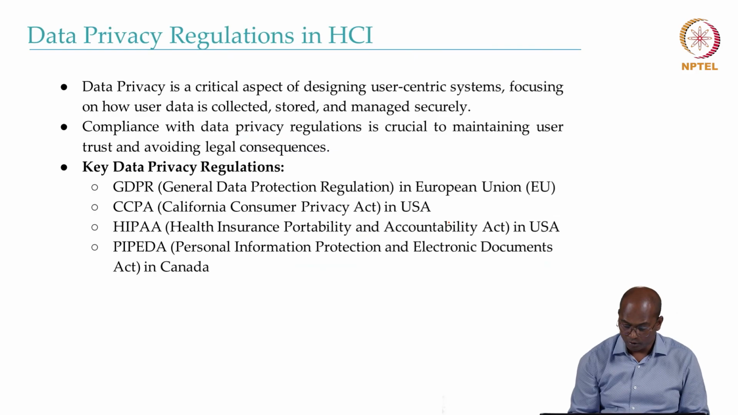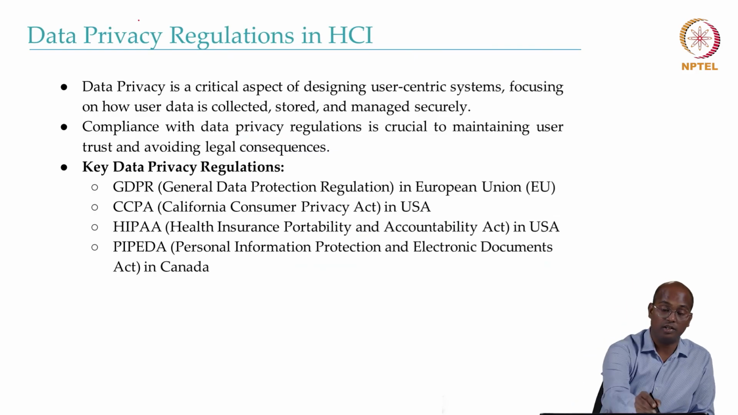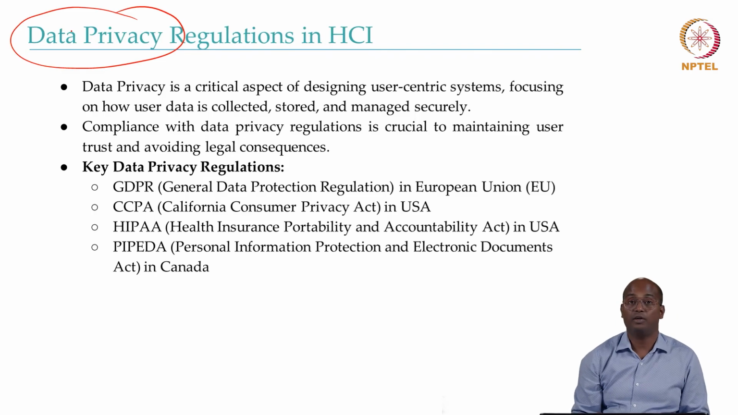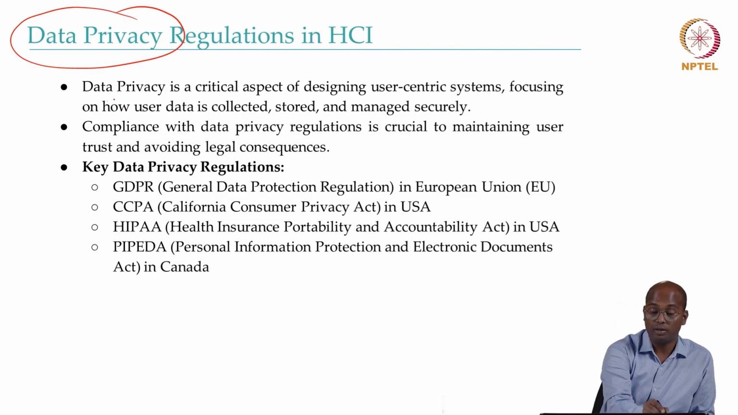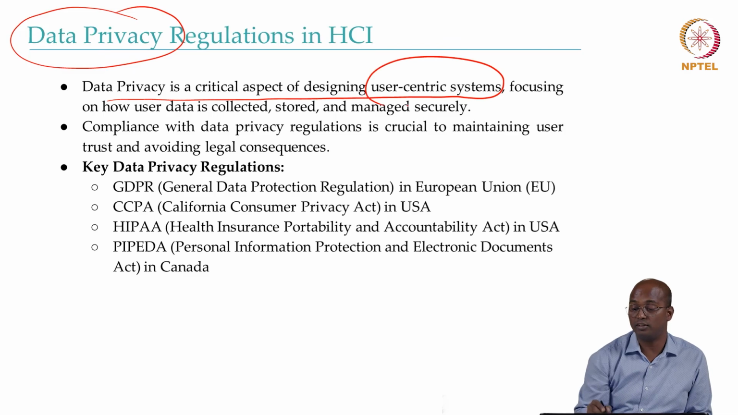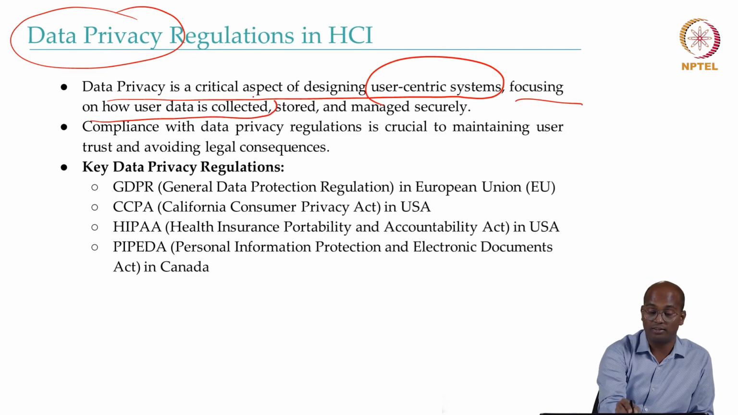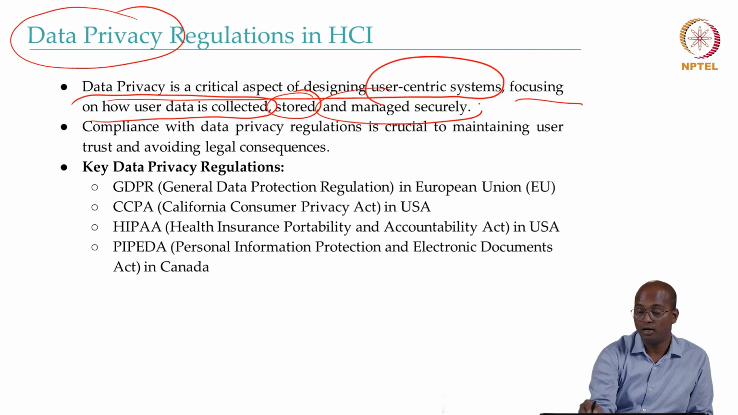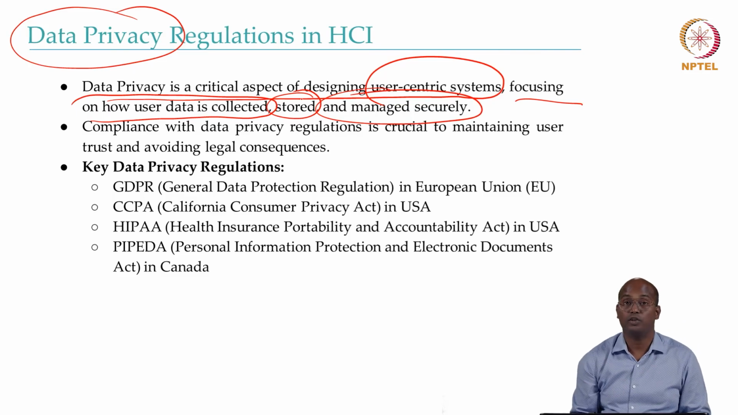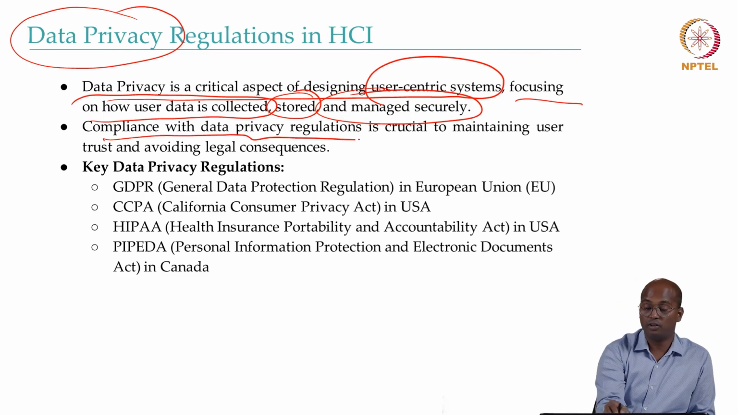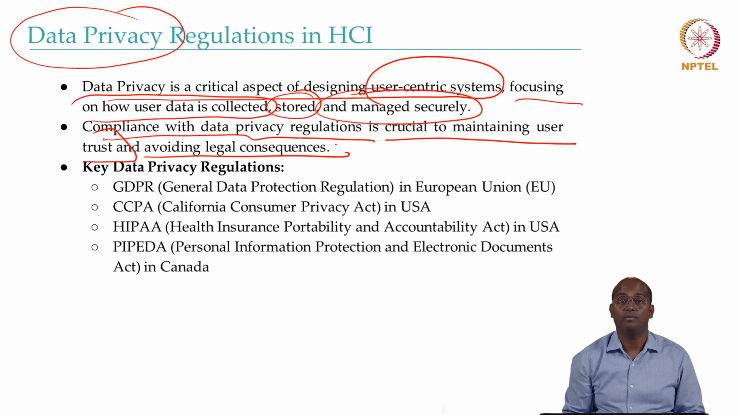So when we're talking about ethical consideration, data privacy is one of the key regulations that we need to keep in mind. So data privacy is a critical aspect of designing user-centric systems, focusing on how user data is collected, how it is stored, and how it is managed securely. So compliance with the data security regulation is crucial to maintain user trust and avoiding legal consequences. Often we know in real life there are different companies that don't follow these compliance regulations, they face a lot of penalty.